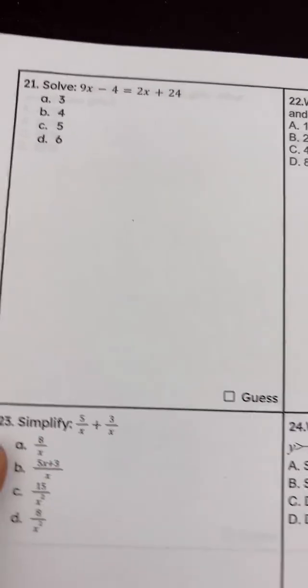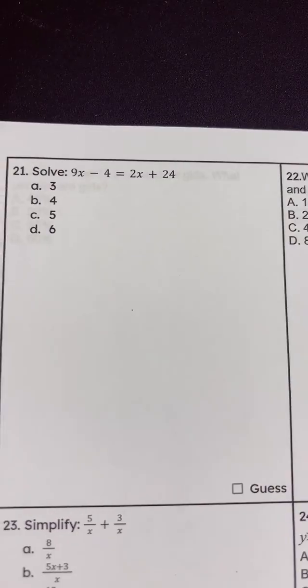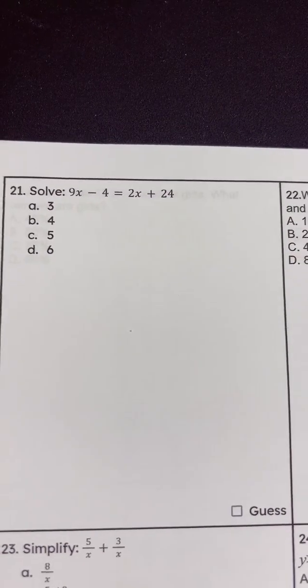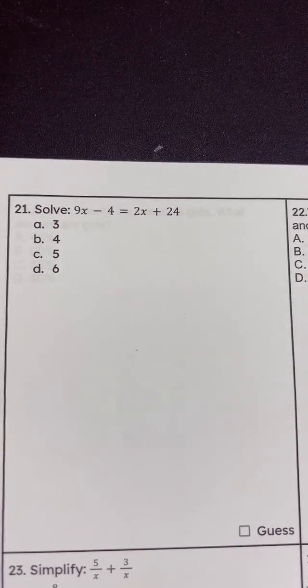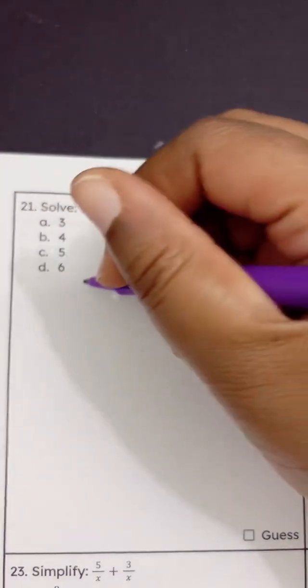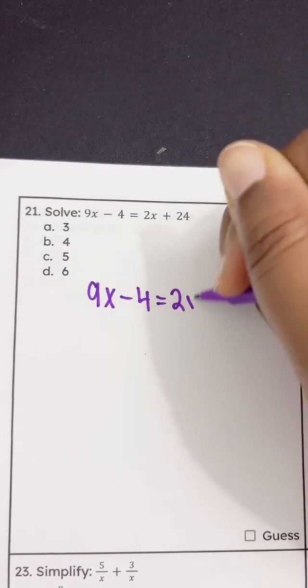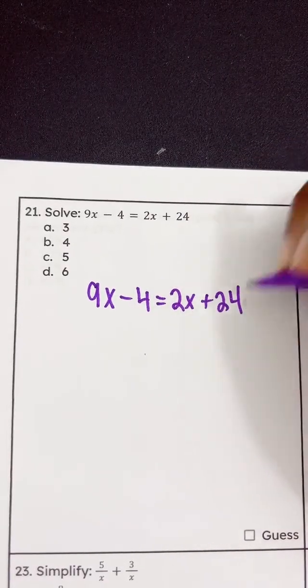All right. Let's do some more algebra. Solve for x. Are we getting A, B, C, or D? Put your answers in the chat. I'm going to rewrite it. 9x minus 4 equals 2x plus 24.